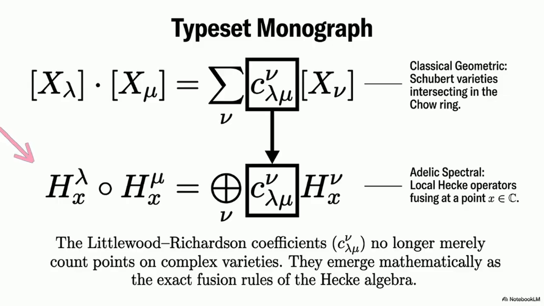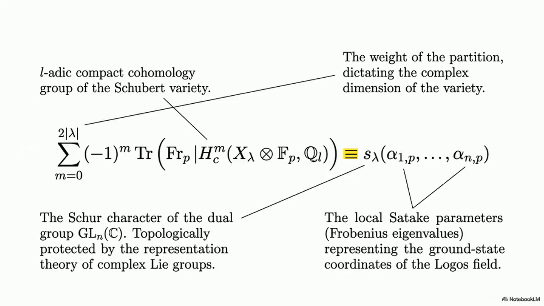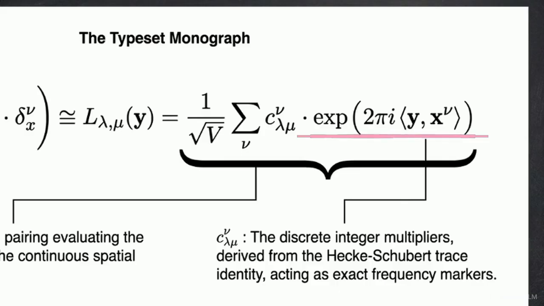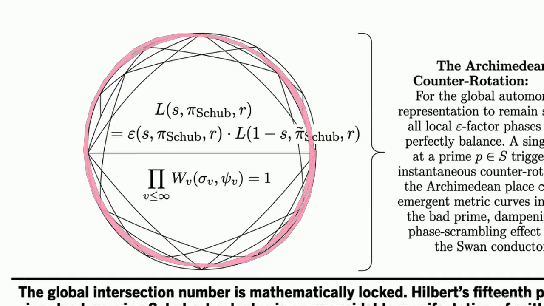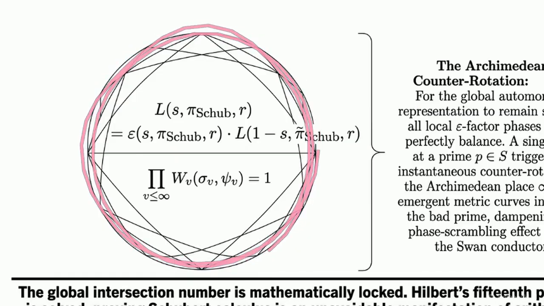Step 1. Geometry maps to spectral operators. Step 2. The cohomological traces map exactly to Schur characters. Step 3. The discrete points transform directly into continuous waves. And finally, Step 4. Bad primes resolve through global invariance.